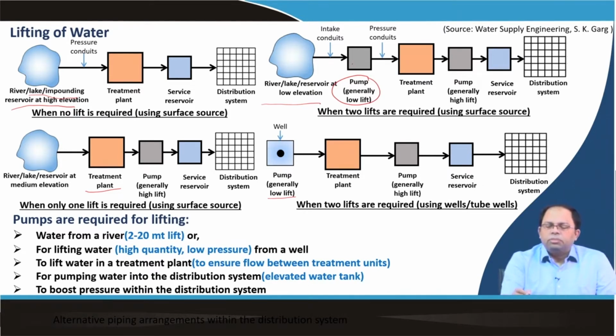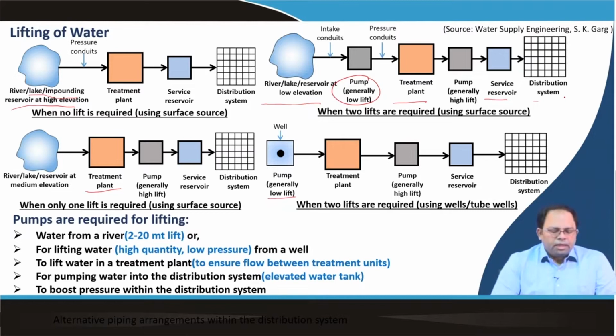From the pump we are creating the pressure in the water, and we are sending the water through pressure conduits to the treatment plant, from where again a high lift pump is used to lift the water to an overhead reservoir, and then finally to the distribution network. So, this is more or less the places or the positions where pumps are required. In addition to this, we also require pumps in other situations. I will talk about that.